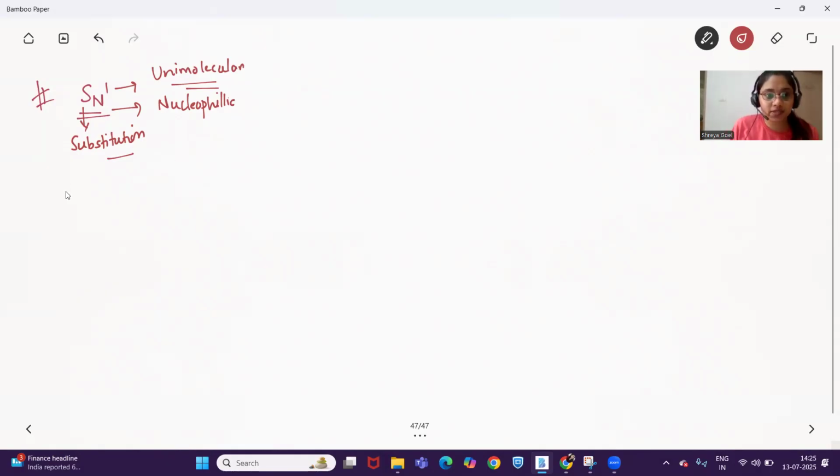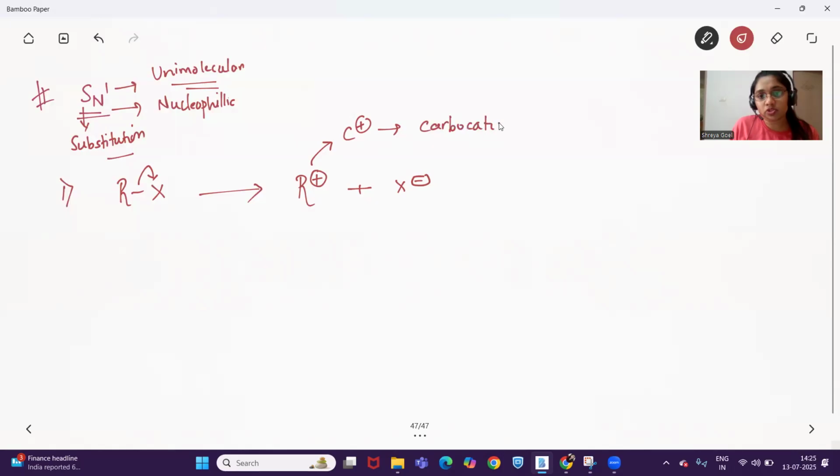There are two basic steps. In the first step, we take the alkyl halide, or you can say substrate here, and the bond will break due to its polar nature. Both electrons will shift to X and we will get R positive and X negative. You know that R positive, the carbon having the positive charge, is known as a carbocation. So formation of an intermediate takes place here.